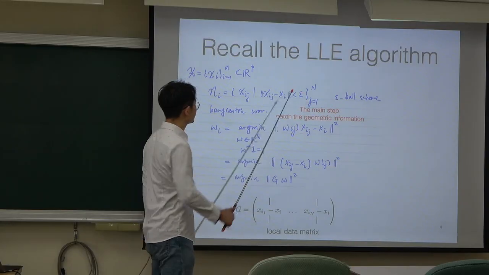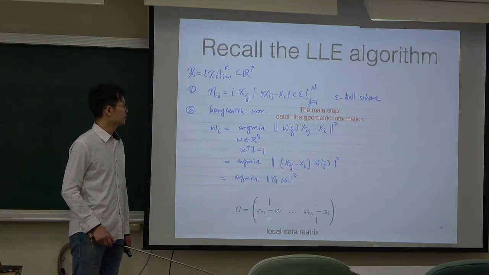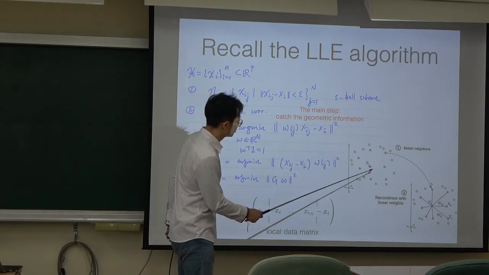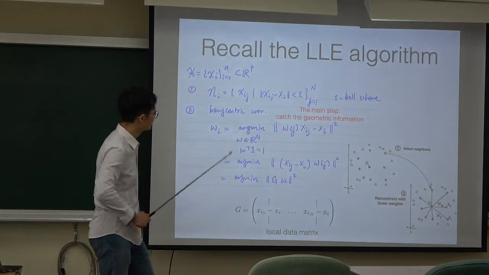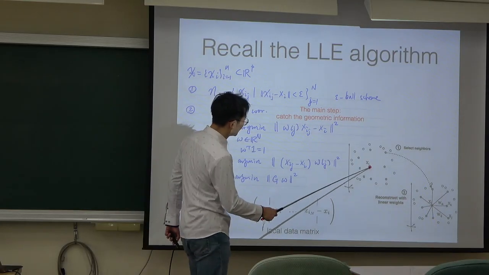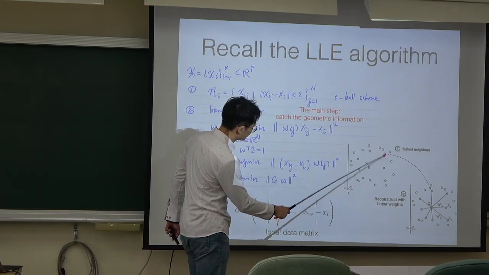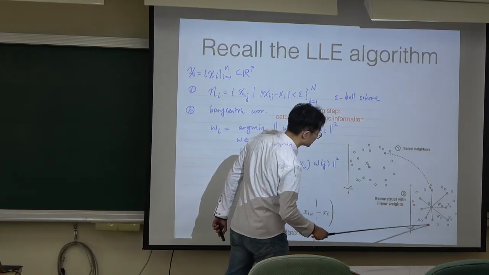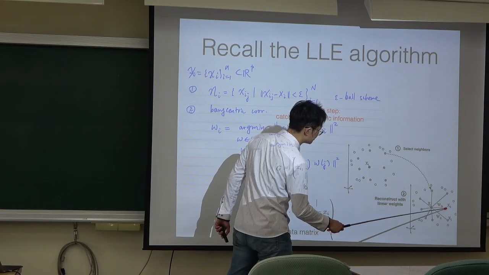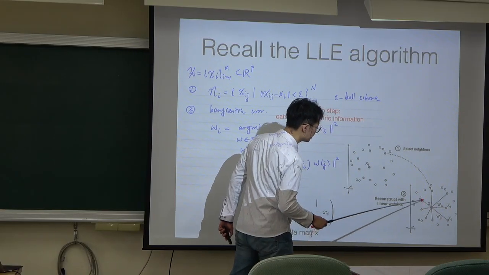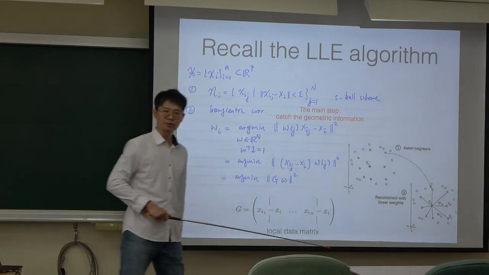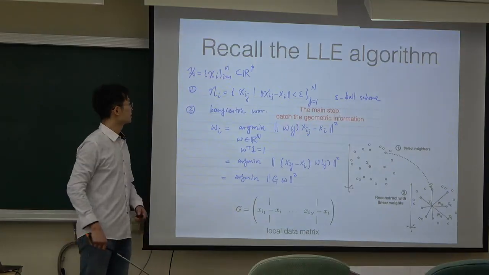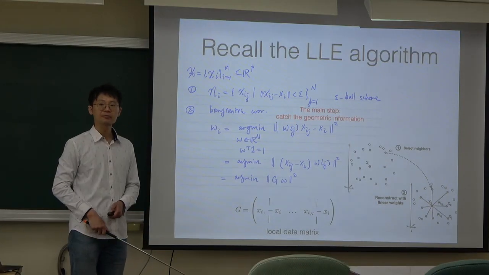So this is the main step. You try to capture the geometric information. And you have this geometric picture of the mathematical formula. You have xi, and you find all the neighbors. You use the relationship between all the neighbors and the center point, and you determine some weights, so that you see the relationship between neighboring points and xi. That is the geometric information we try to capture.